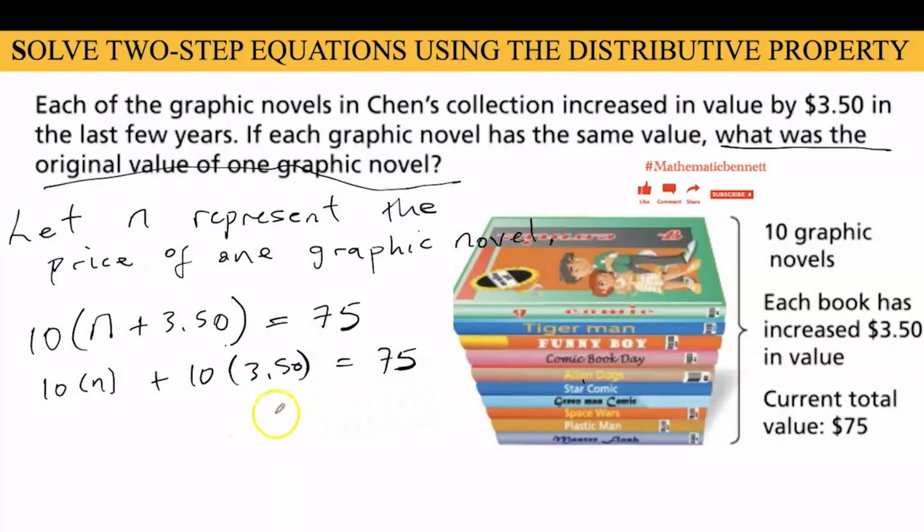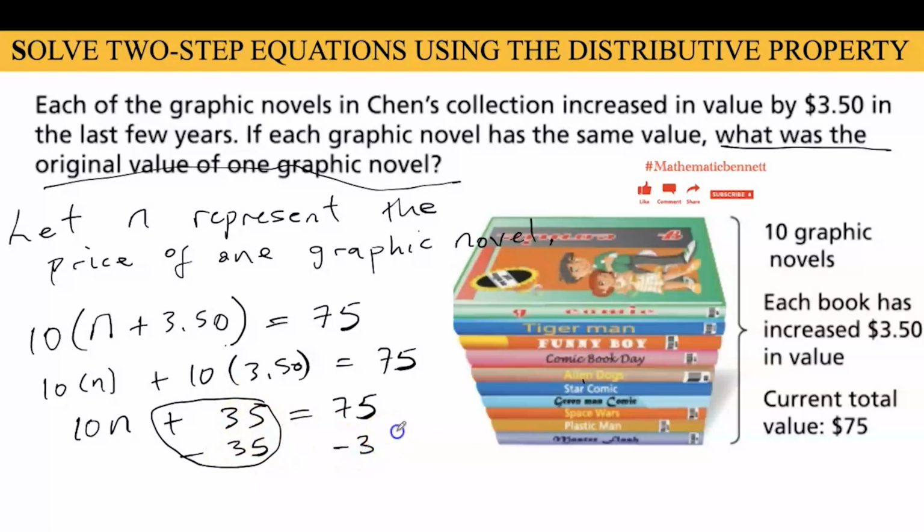Keeping our equation balanced, we have to keep both sides of the equation equal. 10 times N gives us 10N. 10 times $3.50 gives us 35. And that's equal to 75. Now we need to isolate the variable, which means we need to get N by itself. So first we can eliminate this 35 by doing the opposite. We can subtract 35 to get a zero pair. If we subtract 35 from this side of the equation, we have to do it on the right side as well. So now on the left side we have 10N is equal to 40.